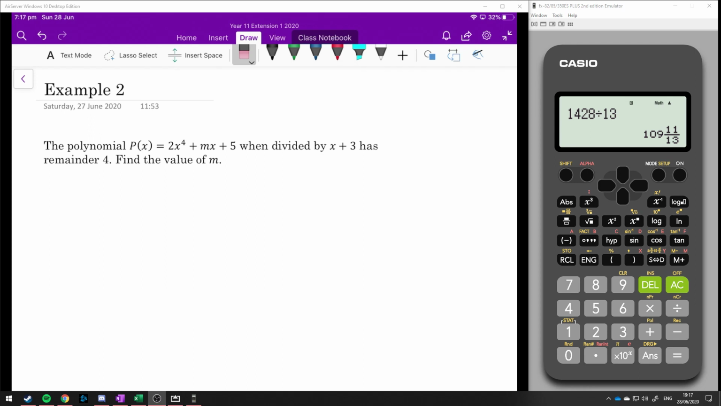So let's have a look at this polynomial. P of x is equal to 2x to the power 4 plus mx plus 5. When divided by x plus 3 it has the remainder 4. Find the value of m.